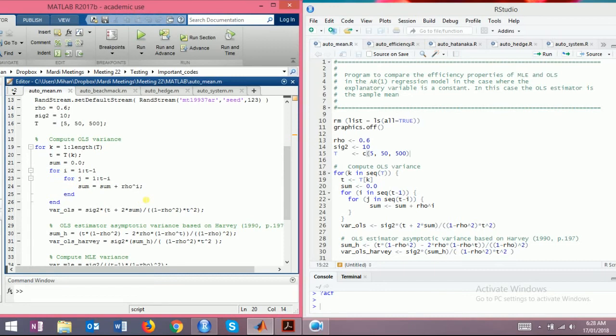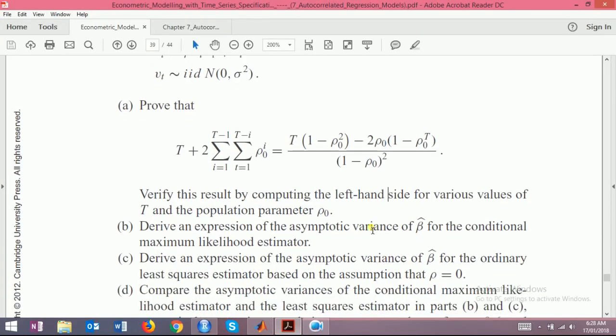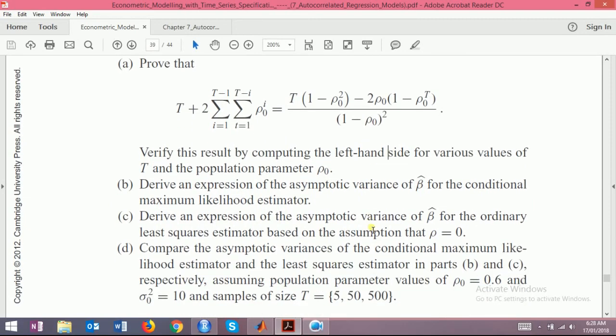Now first we do OLS, okay, in a recursive manner. Why do we need a recursive OLS? Because the question asks us to, I guess.